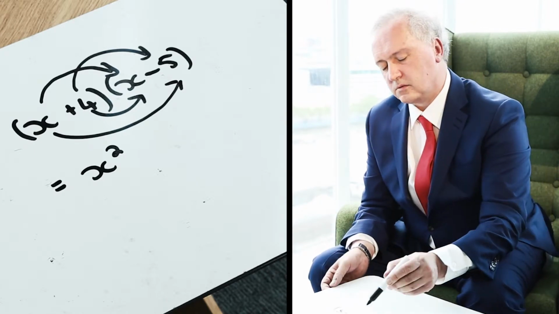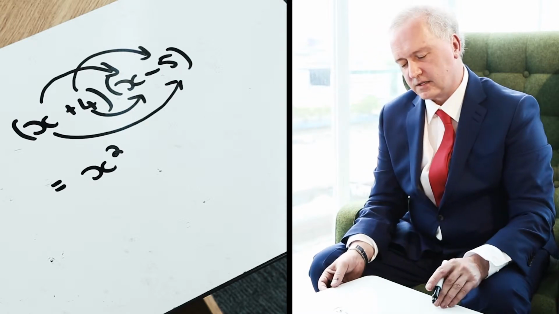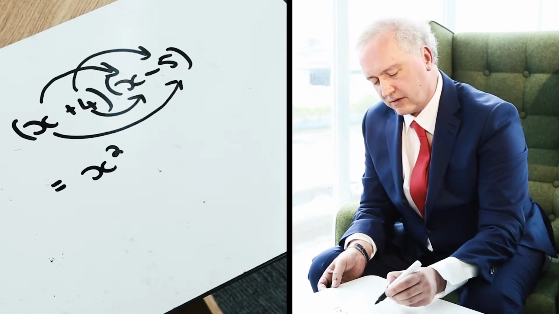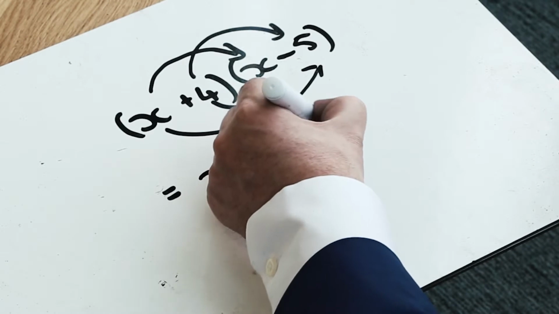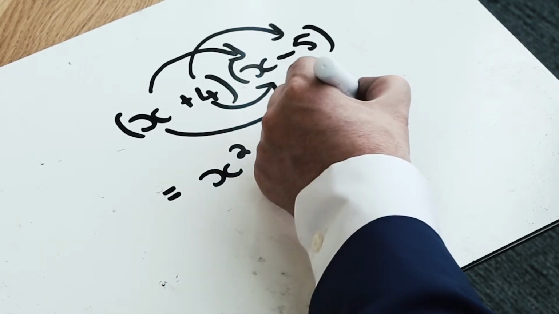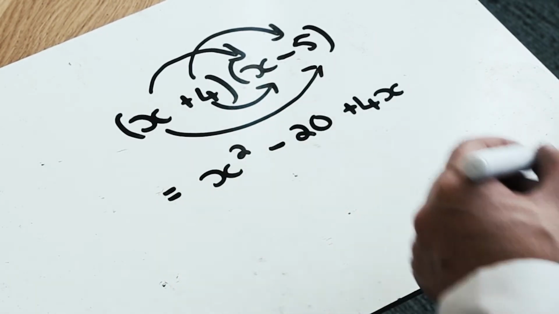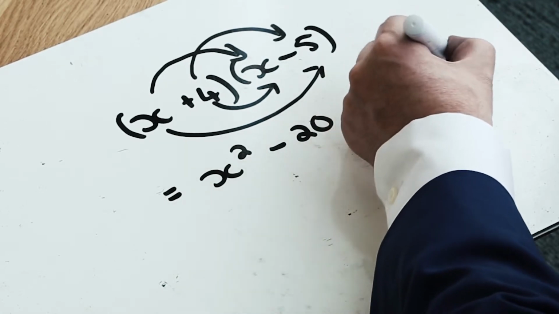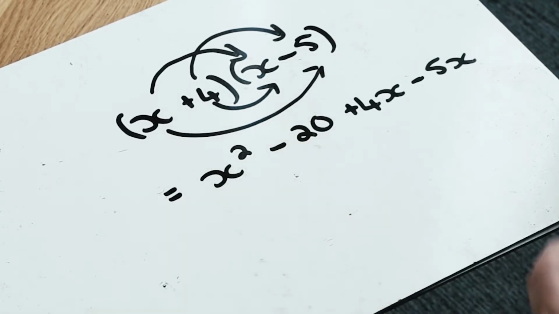So when I do my second eyebrow here, 4 times minus 5, be very careful to write down minus 20. So I'll write x squared minus 20 there. For the nose part, I'm multiplying the 4 by the x, and that gives me plus 4x. And then for the smile part, I'm going to multiply the x by the minus 5, and that gives me minus 5x.